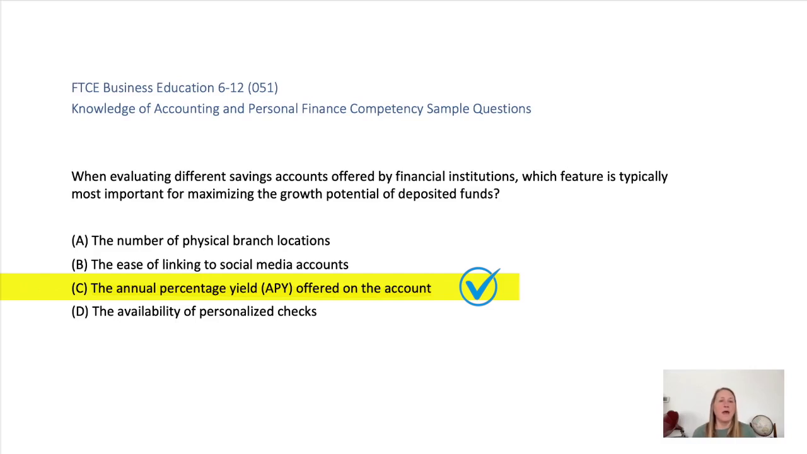APY is the rate of return that is earned on a savings account, taking into account the effect of compounding interest. A higher APY means that the savings will grow more due to interest, making it a key feature to consider when choosing a savings account for the purpose of maximizing growth potential.